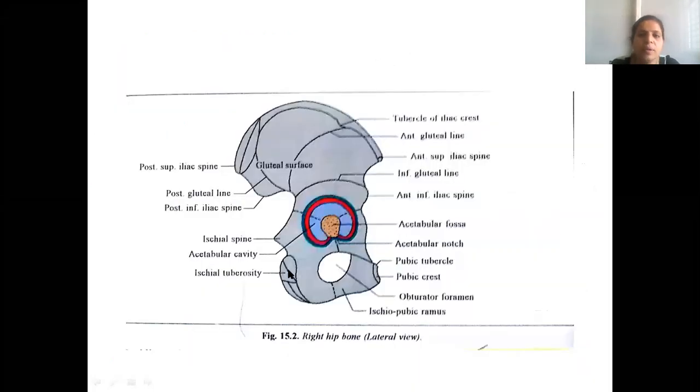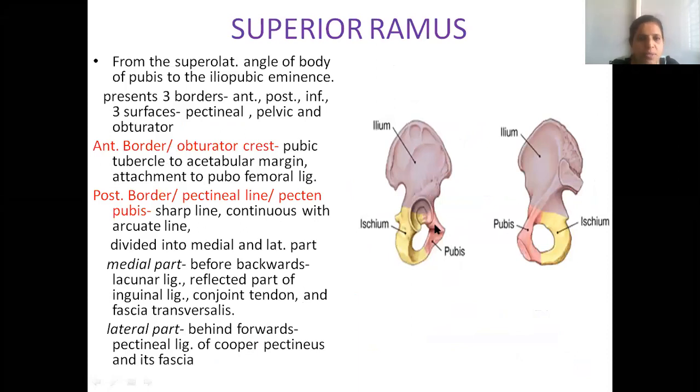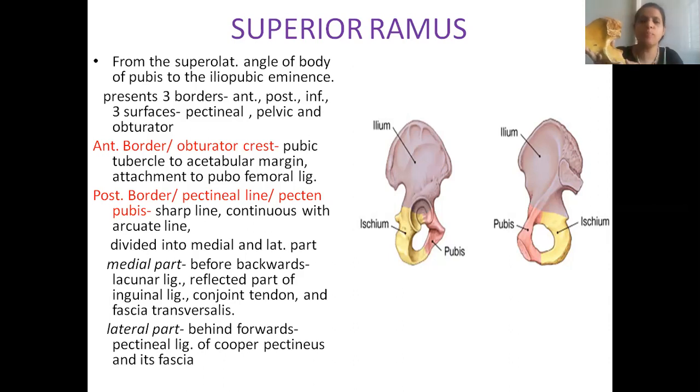Coming to the superior ramus, this one is the superior ramus. We have just finished the body, so whatever is above is the superior ramus. It forms the superior lateral angle of the body of pubis. What is the name of this eminence? Already I have told you, the arcuate line, and its continuation is the iliopubic eminence. The meeting point of the ilium and pubic bone on the pelvic surface is called the iliopubic eminence.